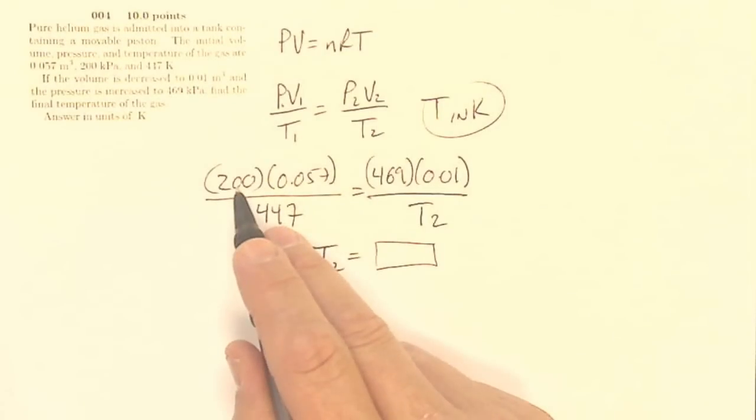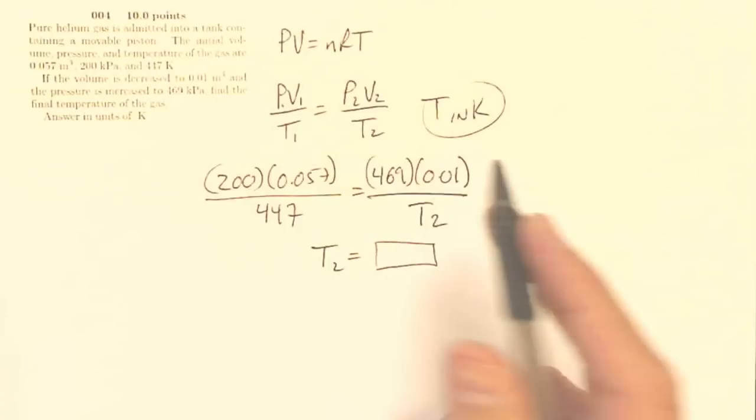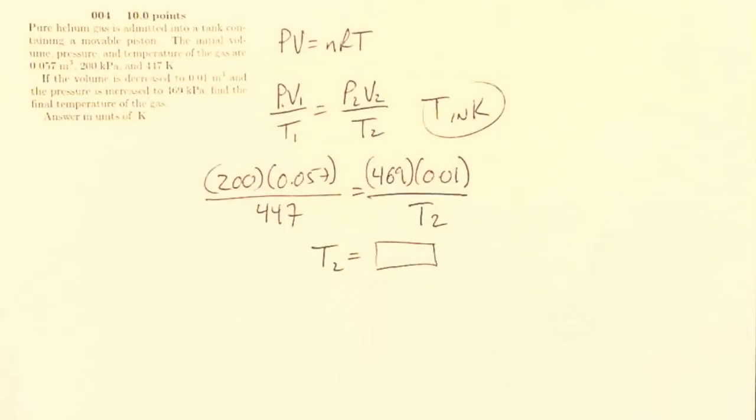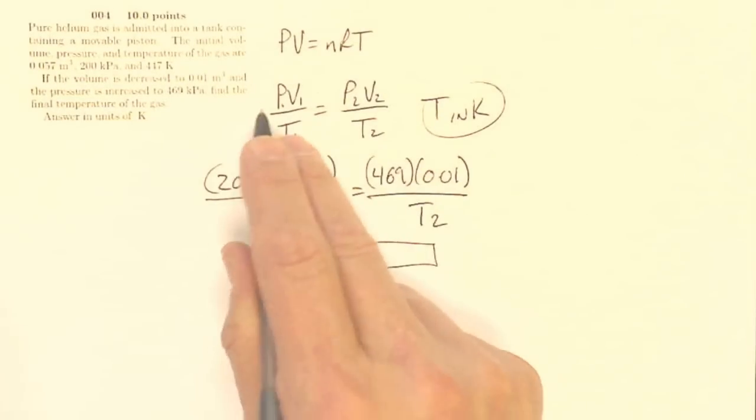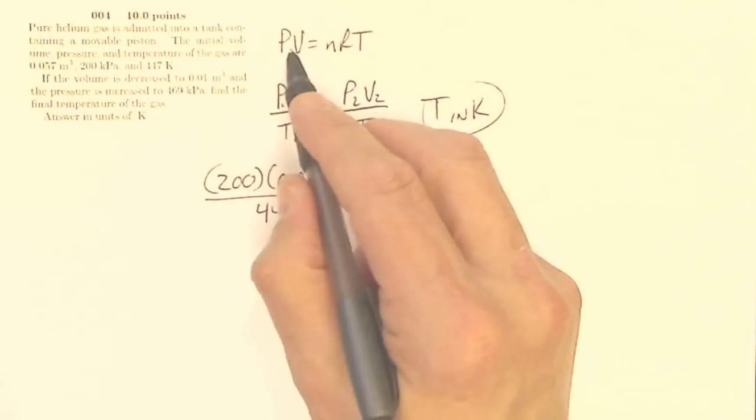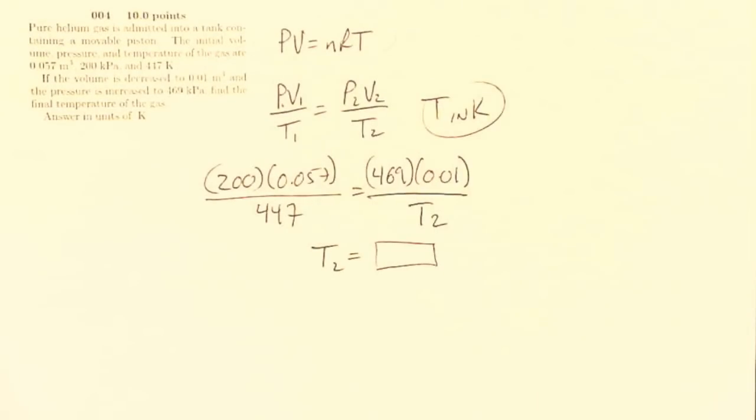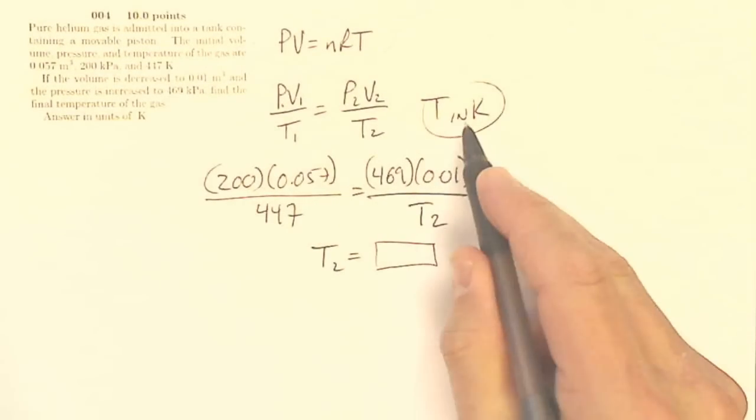So if you were given liters, that would be fine here. If you were given pressure in atmospheres, that would be fine here. So if they're on both sides, you don't have to do the conversion. If you're doing PV equals nRT, then you do have to do the conversions. But absolutely temperature in Kelvin.